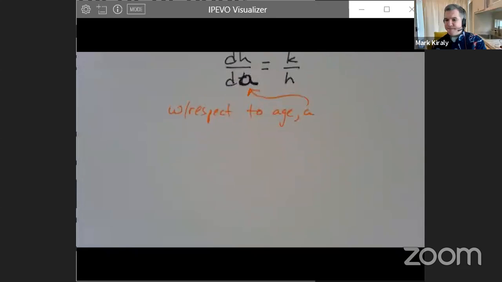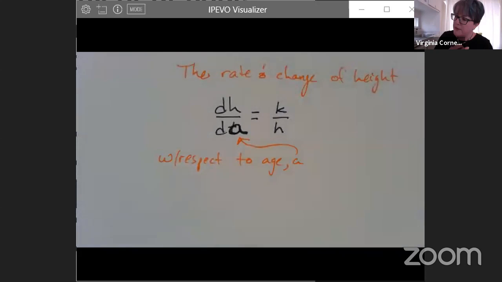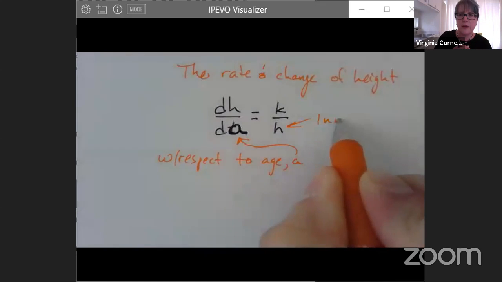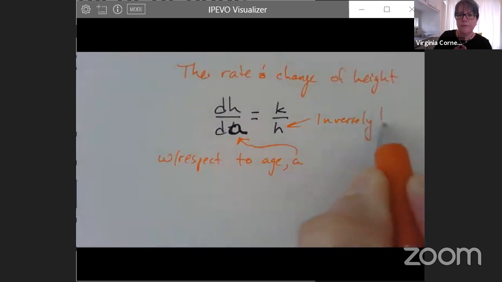Is equal to... is inversely proportional to the tree's height. So equals K divided by h. There's that inversely proportional. The h has to be in the denominator. Nice.